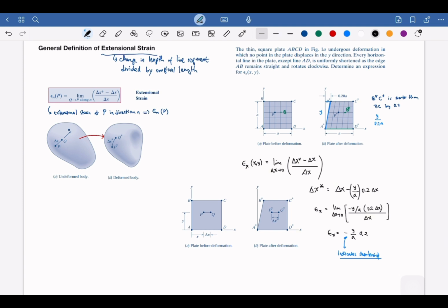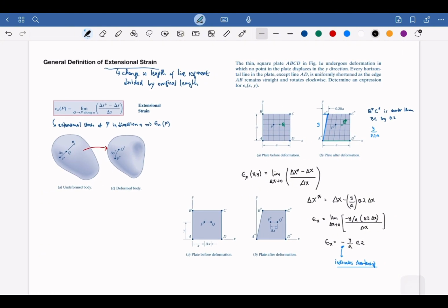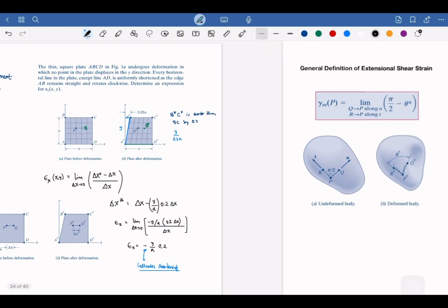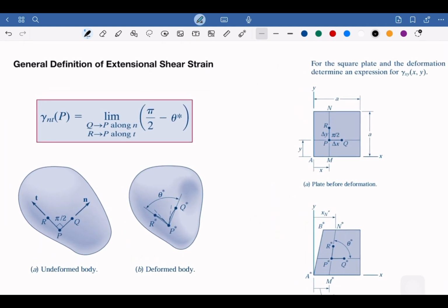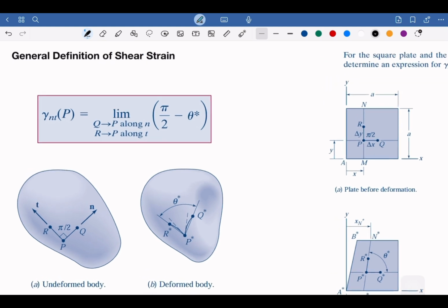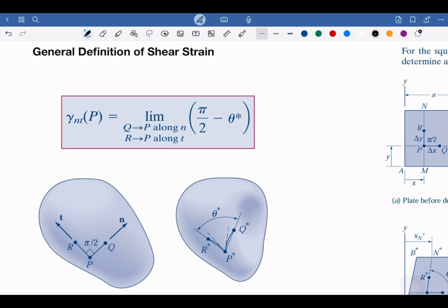Okay, anyway, that's the extensional strain. And the next part is going to be the shear strain. Okay, it's not extensional strain, it's shear strain. As we mentioned in the previous subtopics on the shear strain, the more general way to describe the shear strain is by taking the body deformations.